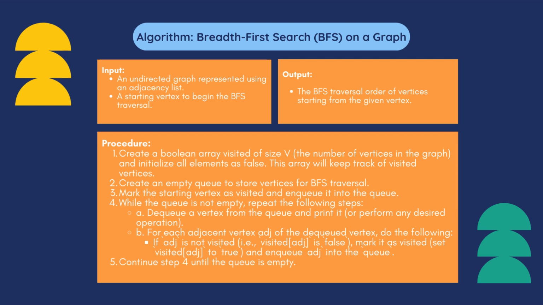Now we shall look at two conditions. 4. While the queue is not empty, repeat the following steps. A. Dequeue a vertex from the queue and print it, or perform any desired operation. B. For each adjacent vertex ADJ of the dequeued vertex, do the following. If ADJ is not visited, i.e., visited[ADJ] is false, mark it as visited, set visited[ADJ] to true, and enqueue ADJ into the queue. Continue step 4 until the queue is empty.